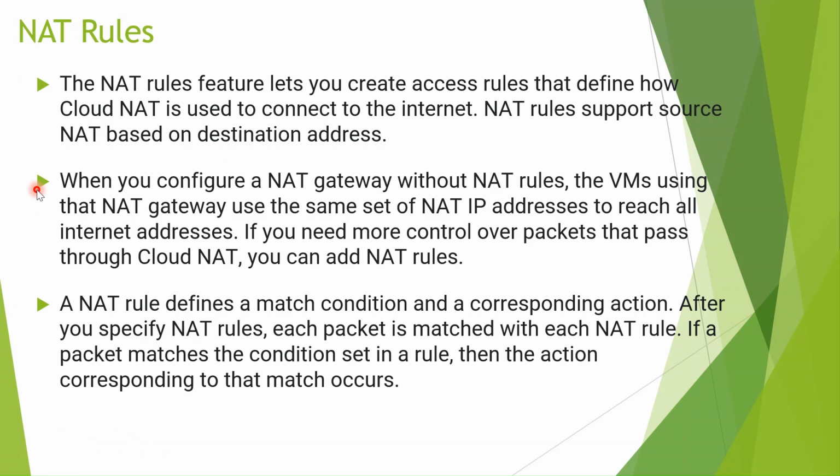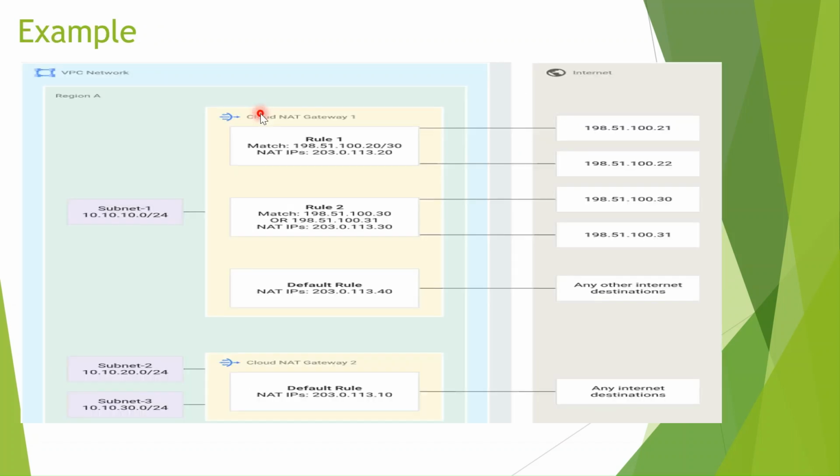Hi all, today we will talk about NAT rules in Cloud NAT. So basically it is a feature provided by Cloud NAT through which we can create access rules that define how our Cloud NAT will connect to the internet. As we know, Cloud NAT rules support source NAT based on the destination address. Let me go here and show you an example.